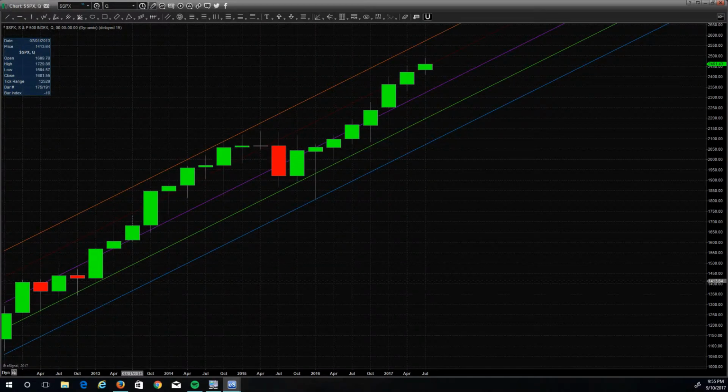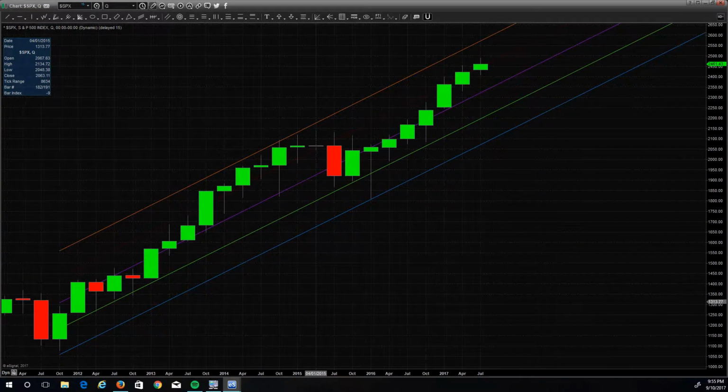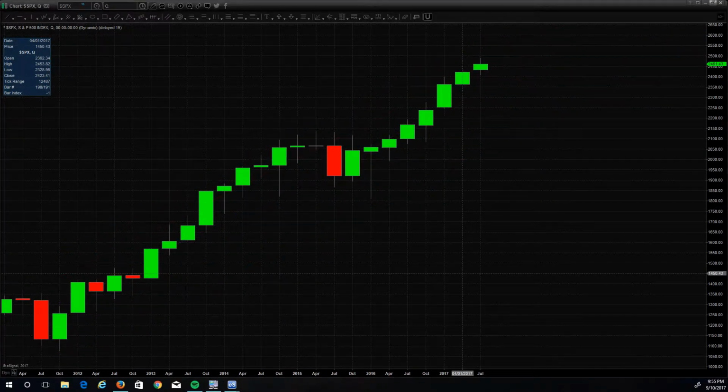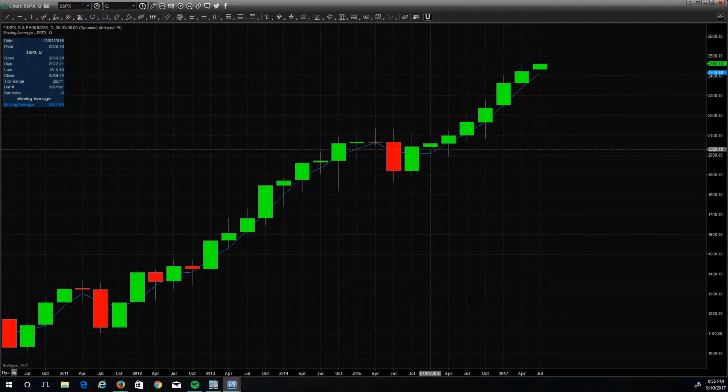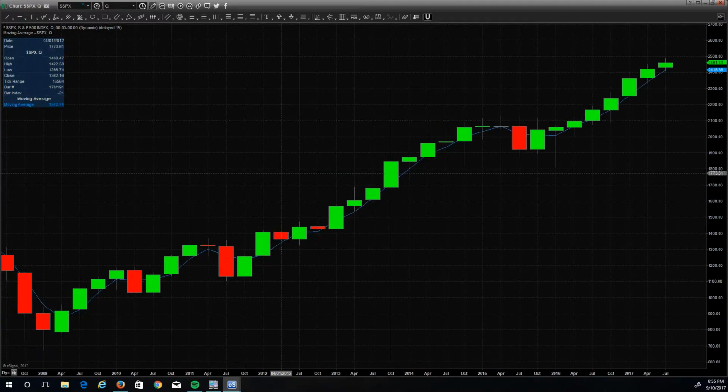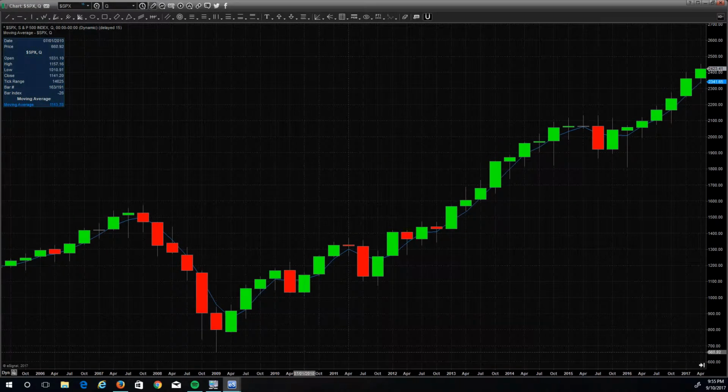Let's see, the next thing I'm going to be looking at is a moving average. So this right here is a 3-bar simple moving average. The reason why I'm using 3 bars is because every 3 bars represents 1 quarter of a fiscal year. There's 4 quarters in 1 fiscal year. So I really like how these bars are interacting with the 3-bar simple moving average.